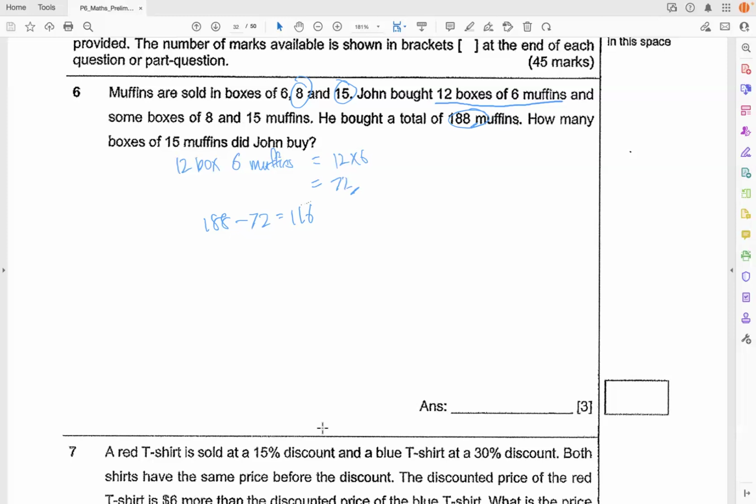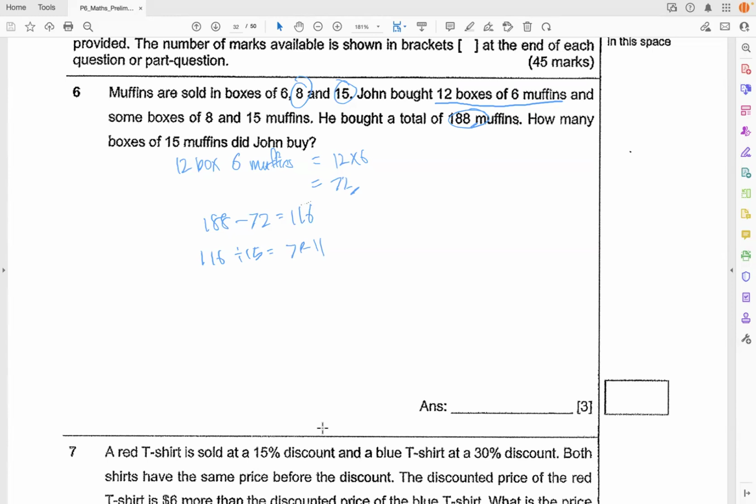Now, this 116, we have 116 muffins. What is the maximum number of boxes of 15 that you can buy to get 116? So what you do is 116 divided by 15. Okay, I get a maximum number of boxes of 15 that I can buy to get 116. All right, use your calculator, you will get 7 remainder 11. Or you get some decimal points. And then you'll get a remainder 11.